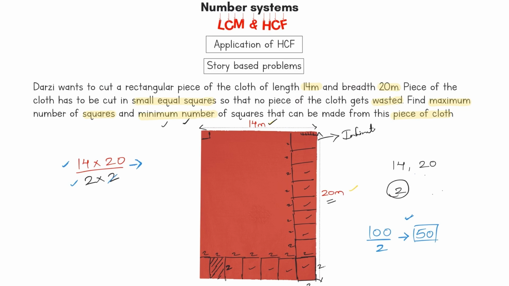So let's cut this. 2 ones are, 2 tens are, 2 ones are, 2 sevens are. 7 into 10, answer is 70. So 70 is the minimum number of squares that can be made from this piece of cloth. Okay, and maximum we know is infinite. We can take out many, but I want minimum. That's why I need the concept of HCF.